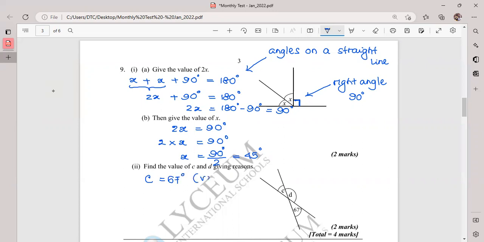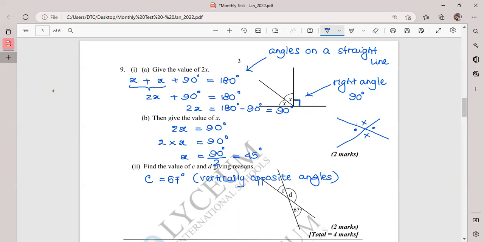How? Can you remember there was a theory called the vertically opposite angles, right? So what's the theory here? That the vertically opposite angles, right? So they are equal. How do you identify that? The two lines cross each other and the angles which are opposite like this, right? Can you see? So these vertically opposite angles we call, they are equal, right?